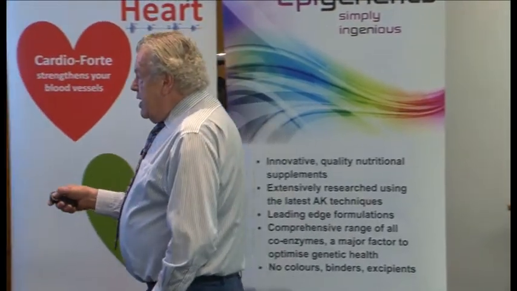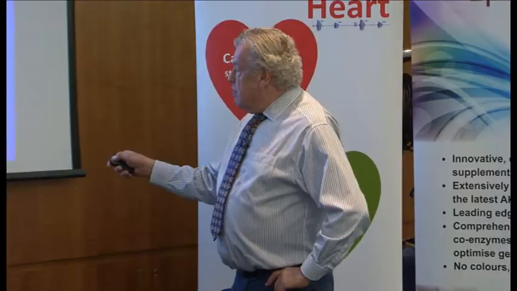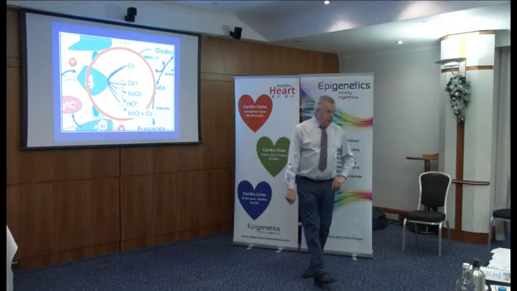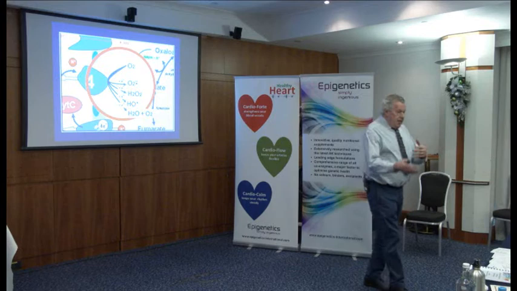When we add the second electron, we get hydrogen peroxide, which doesn't have a dot there, so it doesn't have an extra electron, but is a highly reactive substance. So hydrogen peroxide is a reactive oxygen species. When we add the third electron, we get hydroxyl radical, which is very reactive. And when we add the fourth electron, we get water produced. Okay, so this is basically how we produce our reactive oxygen species.